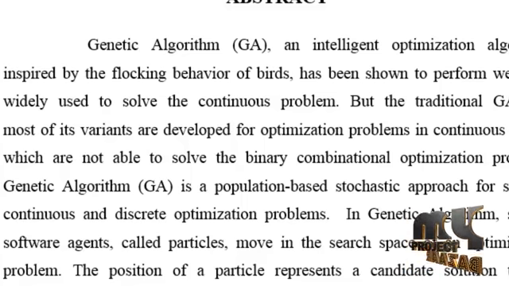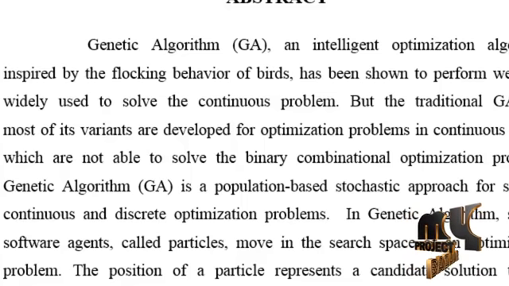Genetic algorithm is a population-based stochastic approach for solving continuous and discrete optimization problems. In genetic algorithm, simple software agents called genes move in the search space of an optimization problem. The position of a particle represents a candidate solution to the optimization problem at hand. Each particle searches for a better position in the search space by changing its velocity according to rules originally inspired by behavioral models of genes. Genetic algorithm belongs to the class of swarm intelligence techniques that are used to solve optimization problems.